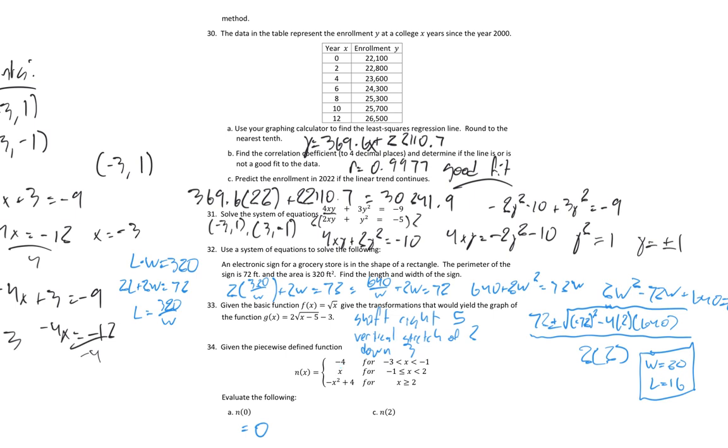Okay. For x greater than or equal to 2, though, it says negative x squared plus 4. Well, 2 falls into that bracket where it's greater than or equal to 2. So let's take negative 2 squared plus 4. Well, that would equal negative 4 plus 4 equals 0. So this also equals 0.